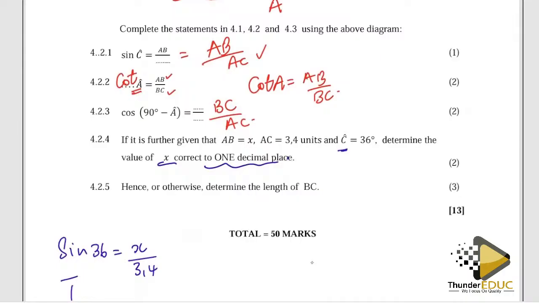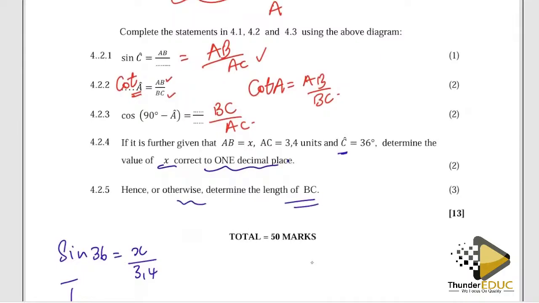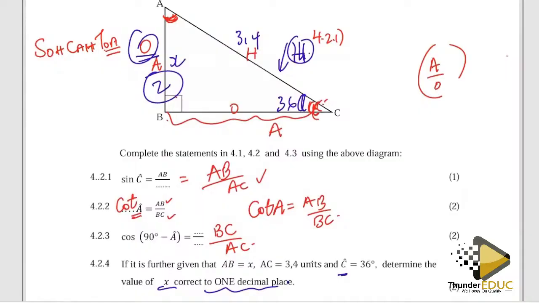Then 4.2.5: hence or otherwise determine the length of BC. They want us to get BC, this one. When they say hence, it means from the answer that we got, we can proceed and use the trig ratios again. In this case, we can use the tan, or we can even use the cos. Alternatively, you can use your theorem of Pythagoras. There's no harm in that.